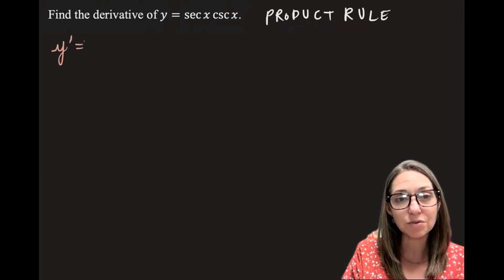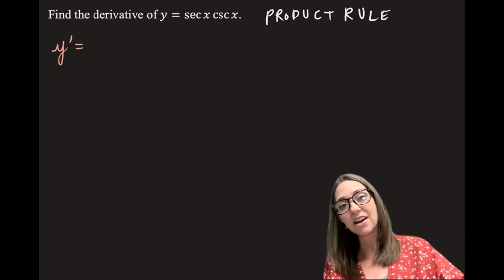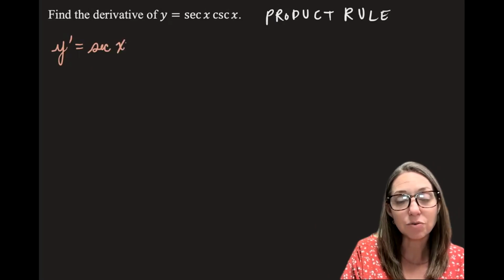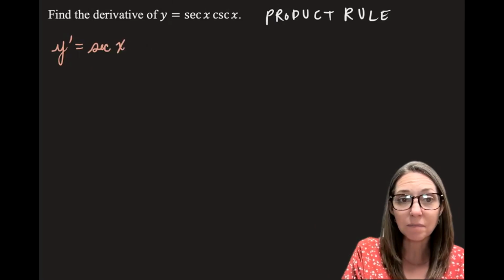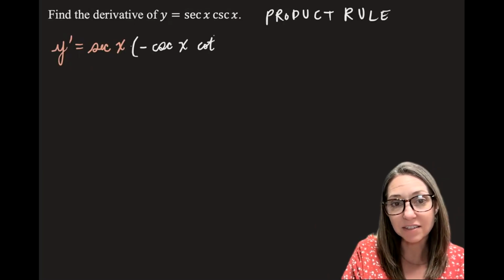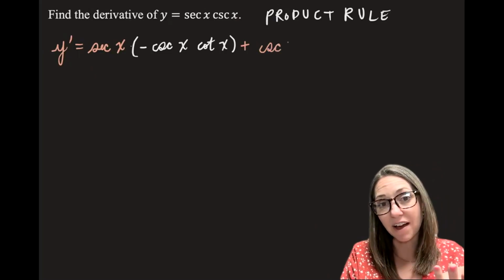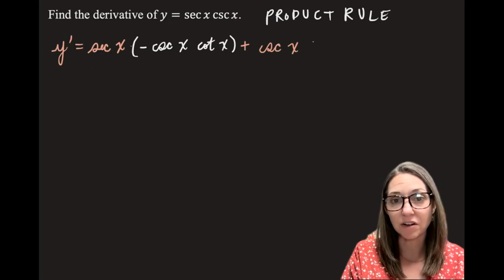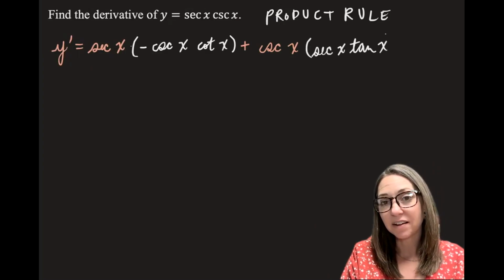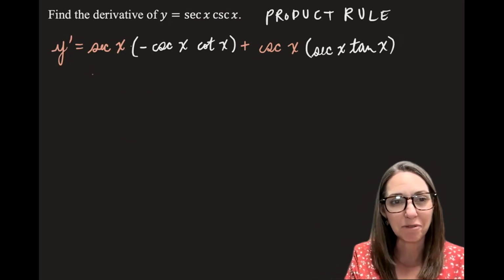Product rule says that the derivative of this expression is the first factor times the derivative of the second factor plus the second factor times the derivative of the first factor. So the first factor is secant of x times the derivative of cosecant of x, which is negative cosecant x cotangent x, plus the second factor, which is cosecant of x times the derivative of the first factor. The derivative of secant x is secant x times tangent x. That's really the derivative. The rest, and probably the harder part now, is just simplifying all of that, right?